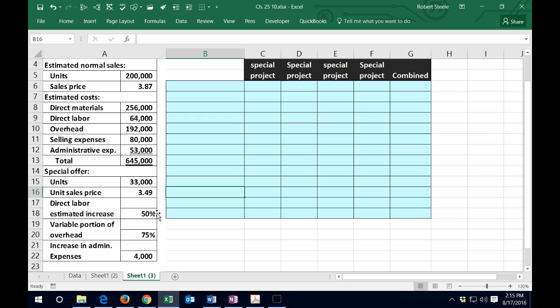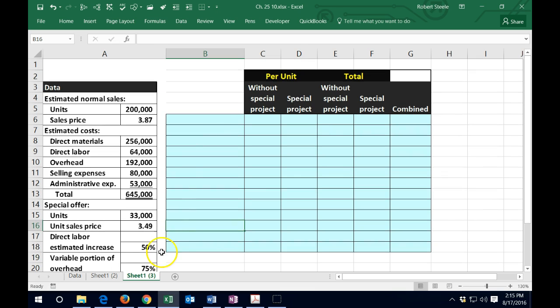And then we're going to have the variable portion of the overhead. When we look at overhead, remember, many times it's mixed in nature. It has both a fixed portion and a variable portion. We're going to say that 75% is variable. And then we're going to have an increase in admin. Admin is another one that's usually fixed, and we're going to say it's pretty much fixed, but it's going to tack on 4,000 more to accept this special offer. So we're going to work this out.